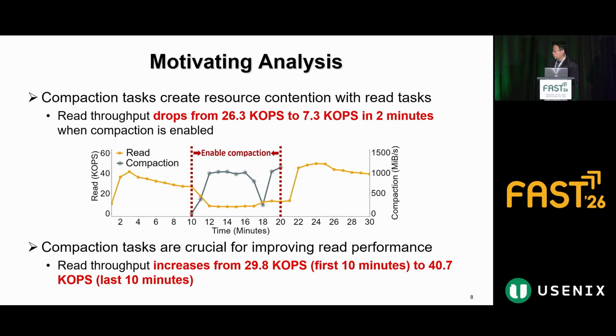Now, one thing we can argue is, hey, can we just rate limit compaction? However, it's not good, because after compaction is disabled, we see that the read performance will improve. So compaction by itself is not bad, because it helps to remove the stale key value pairs and also keeps the key value pairs sorted in a compact way, so we can actually improve the read performance. So we should not simply rate limit compaction, but we should coordinate the compaction task with read tasks carefully, and this is the main motivation of our work.